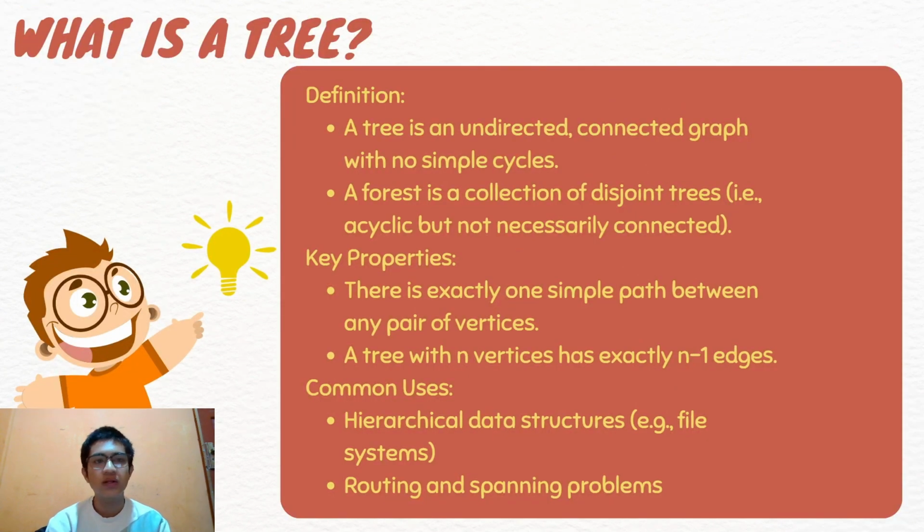So, what exactly is a tree? A tree is an undirected connected graph that contains no simple cycles. A collection of disjoint trees is called a forest. One key property of a tree is that there is exactly one simple path between any pair of vertices. Also, a tree with n vertices always has exactly n minus 1 edges. Trees are used in many real-world applications, such as representing hierarchical data, like file systems, and solving routing or spanning problems.